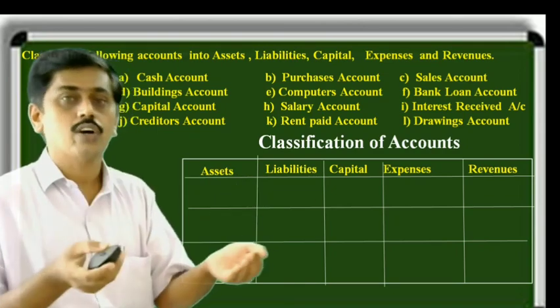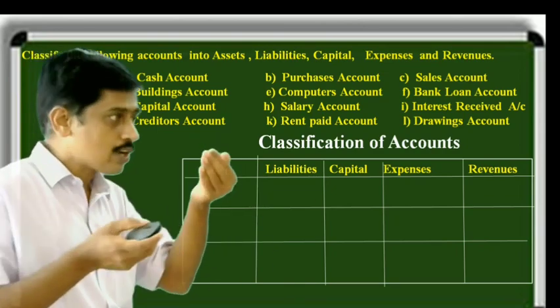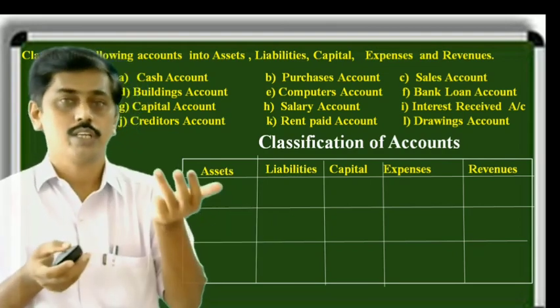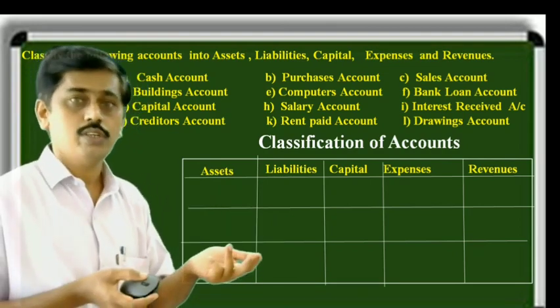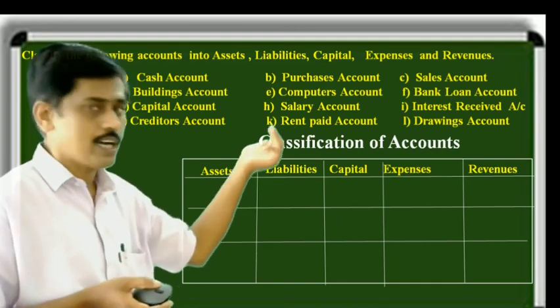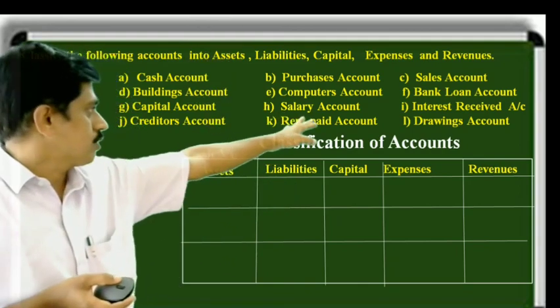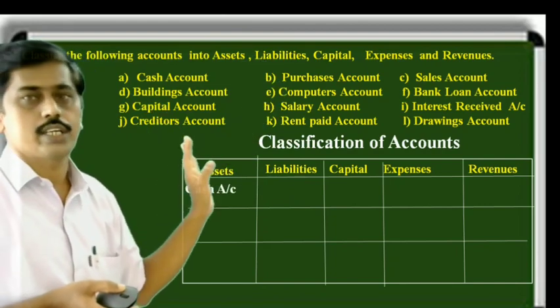Assets are the economic resources. Cash is an economic resource used by the owner in the business. So cash account is an asset account. So write it under the head assets. Cash account, asset account. You write that cash account, asset account.